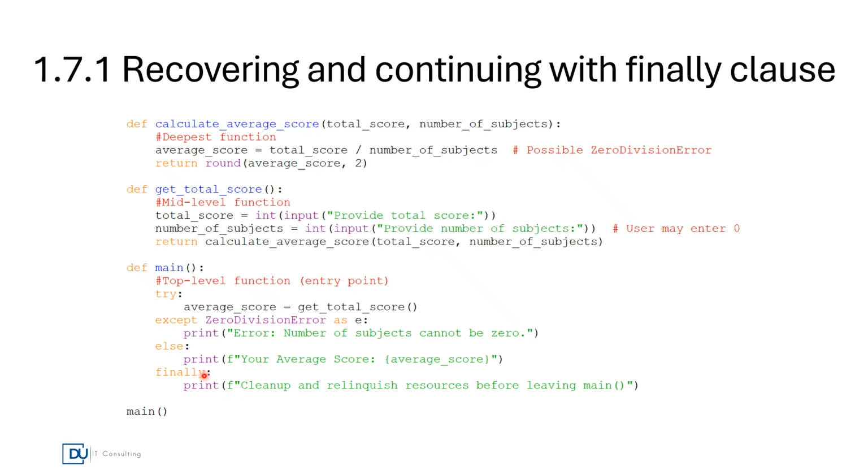Now let's take a look at how we can recover and continue using a finally clause. So I've made a small change here. If you look at the main method now, it only has one except block, which tries to catch ZeroDivisionError. There is no generic exception anymore. And the remaining program is the same. The source code is similar, the only change being that we don't have two except blocks. We just have one except block in the main method.